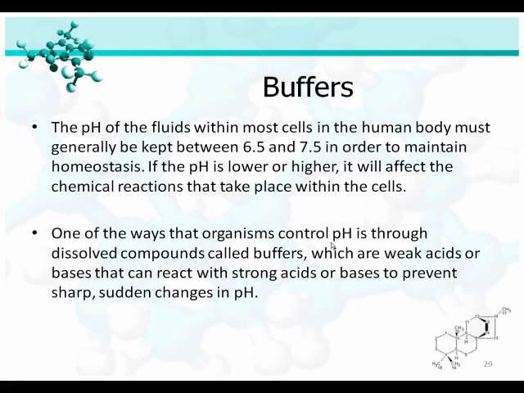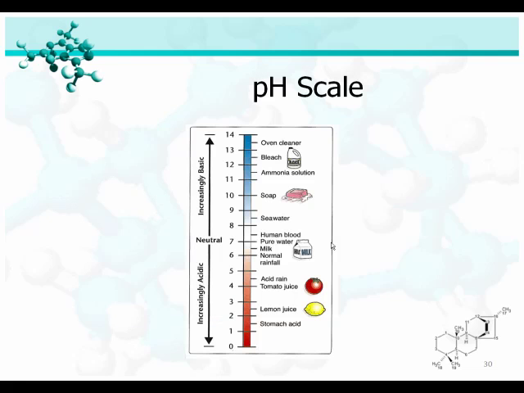One of the ways that organisms control pH is through dissolved compounds called buffers, which are weak acids or bases that can react with strong acids or bases to prevent sharp, sudden changes in pH. Here's a diagram of a pH scale.